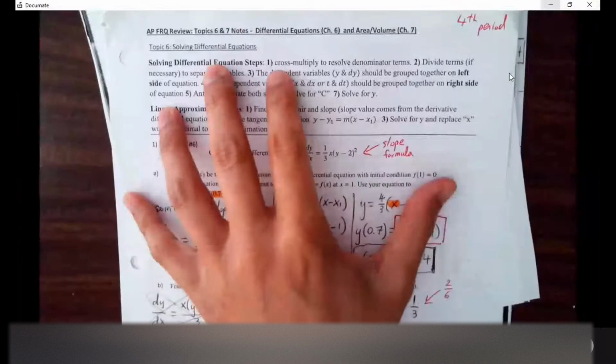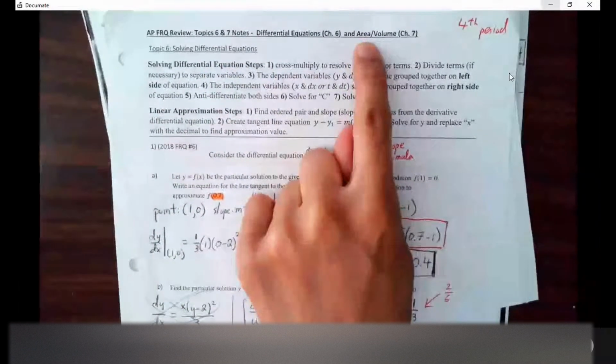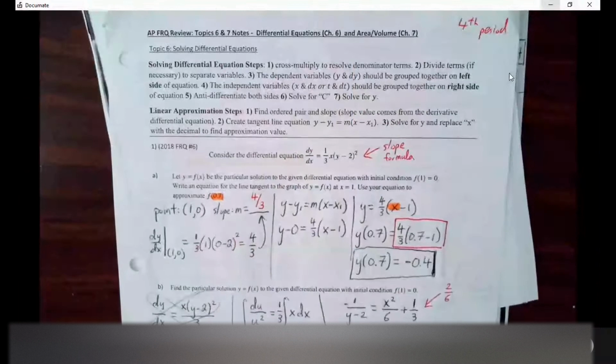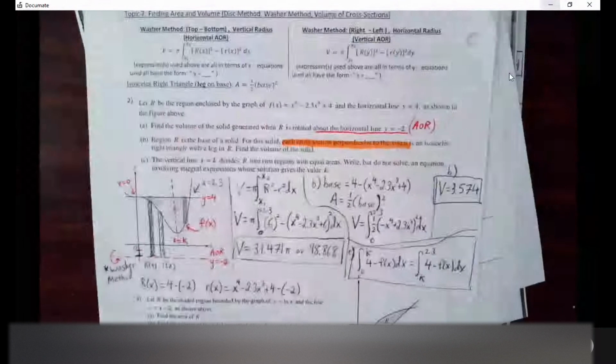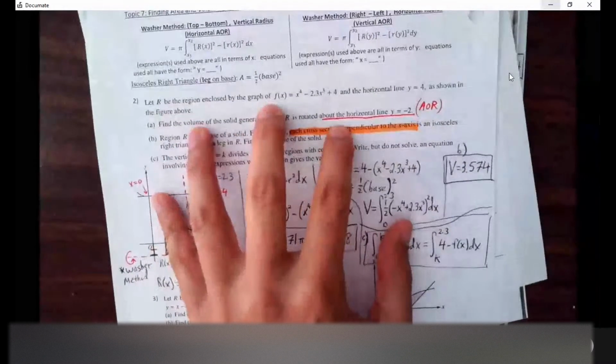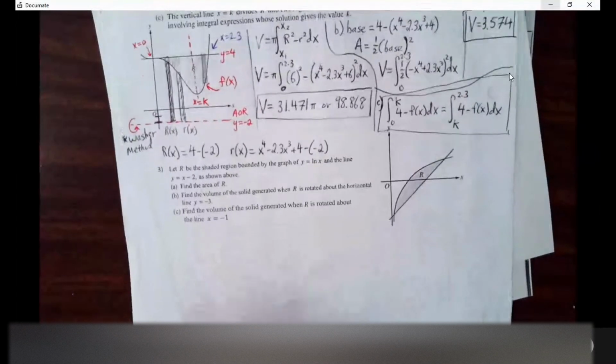All right, so I want us to finish up on the handout that we started the Friday before break, differential equations and area volume. We did the first page, differential equations. We did part of the second page with washer method. So now let's do another washer method problem with number 3 here.